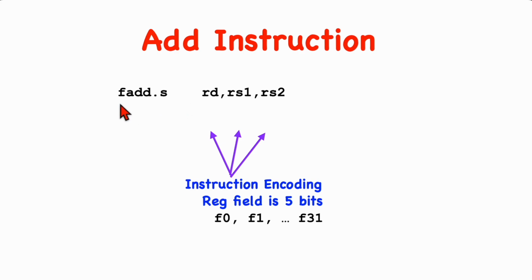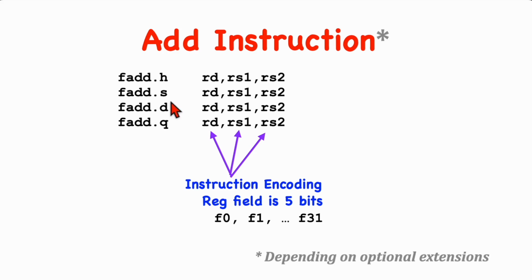We can make some generalizations about floating point instructions. First, they all begin with an F to indicate floating point. And second, they have a size suffix. In this case, .s indicates that this is a single precision addition. And so for other sizes, we have other instructions, half, double, and quad word instructions.